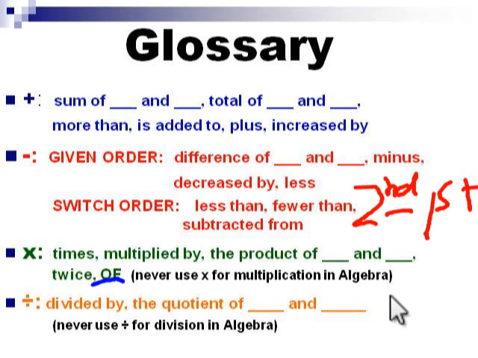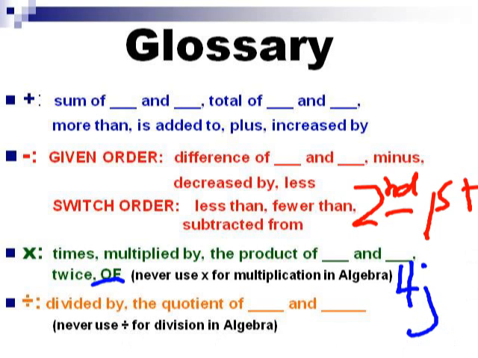Last little clue here: never use an x for multiplication in algebra. The reason is that an x means an x now, not multiplication. So if you want to write 4 times j, you're not going to write 4xj, you're going to write 4j. You don't even need a dot or parentheses. If you have a number next to a variable, that tells you to multiply them.